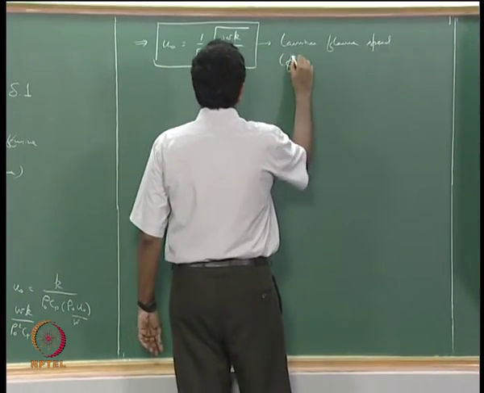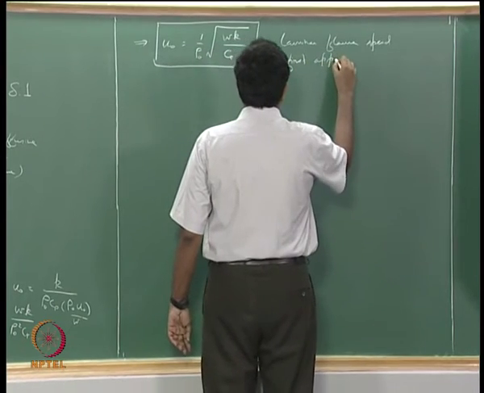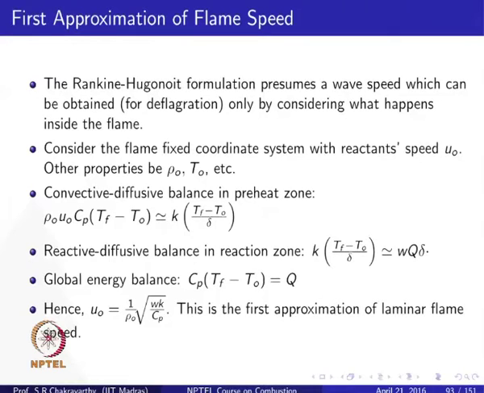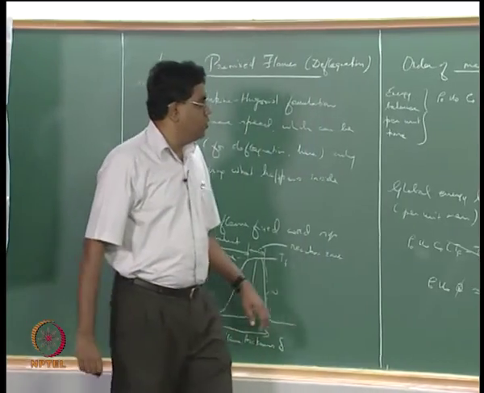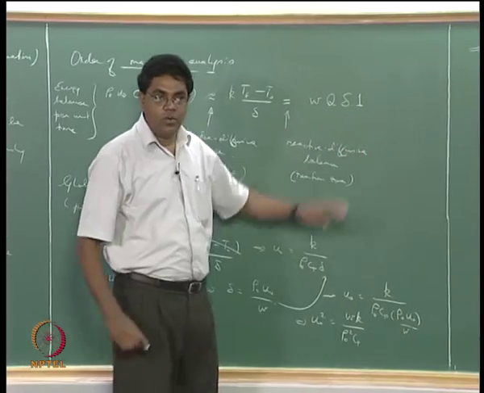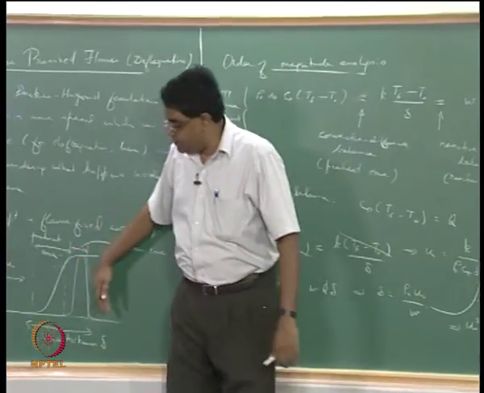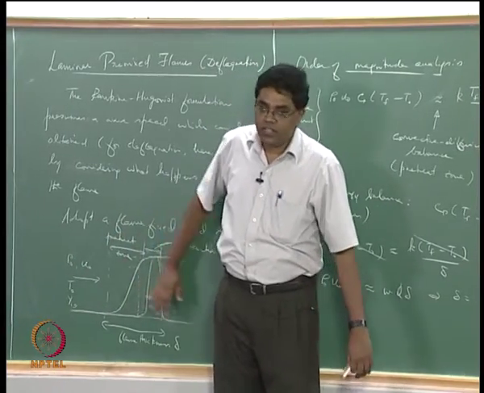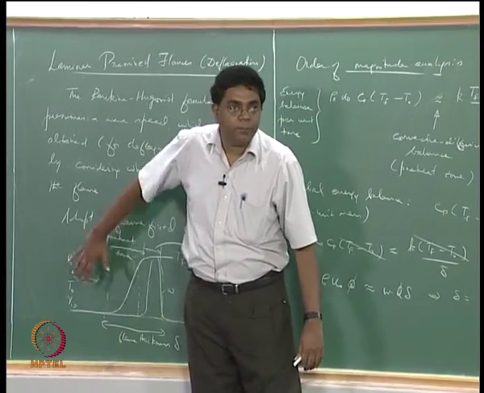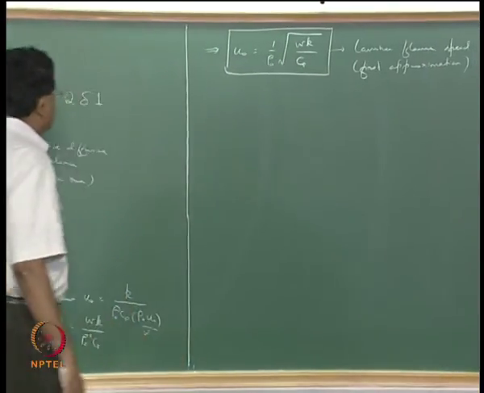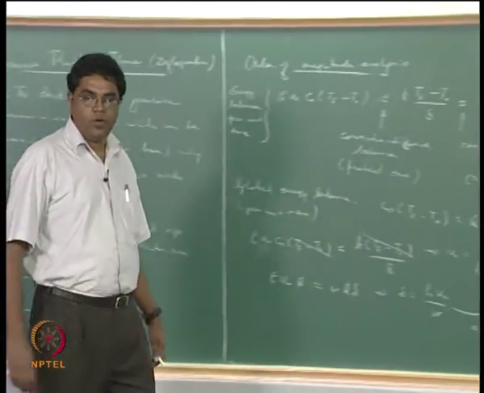Okay, first approximation. Mainly, the first approximation is we have assumed that the W is happening over the entire delta. We did not know how to split the flame thickness into a reaction zone and a preheat zone. We just said that the reactions are happening everywhere, okay. So obviously we should actually get more like an over prediction of what's going on.